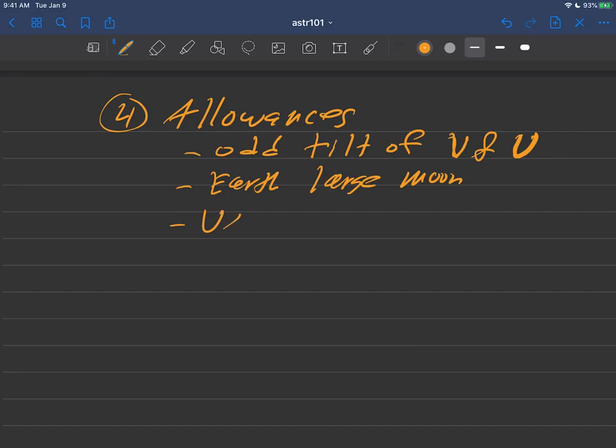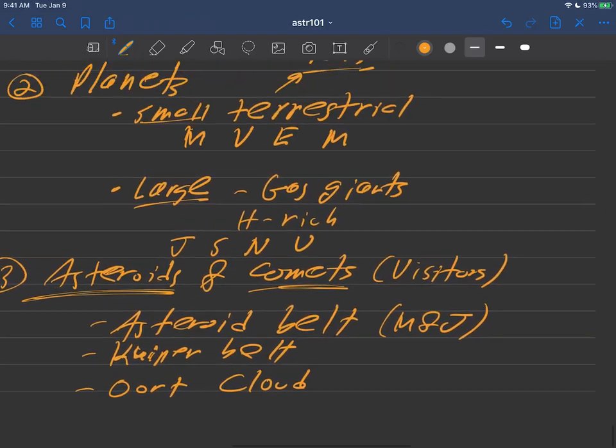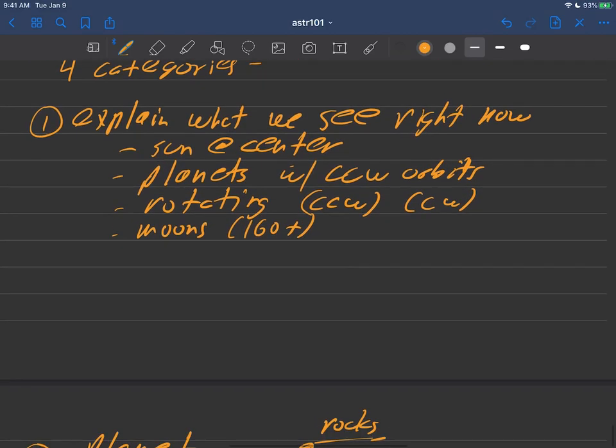And I guess I already mentioned this, that Venus is upside down, so we don't think it formed upside down. It was probably formed right side up and was spinning like the other planets, but now it's upside down. And I'll also put in here things like the other tilts, like that graphic that I showed you. Okay, so those are my 4 categories for whatever theory we come up with has to describe.